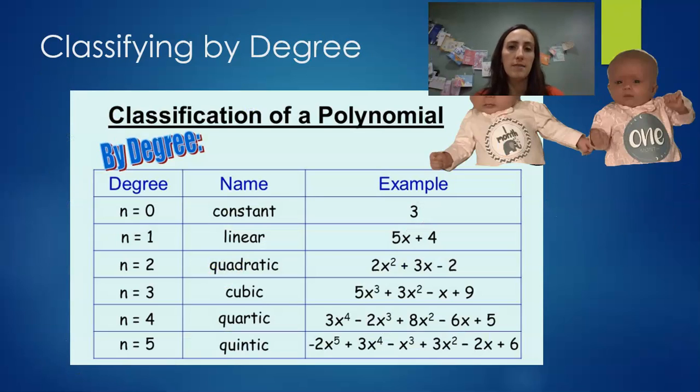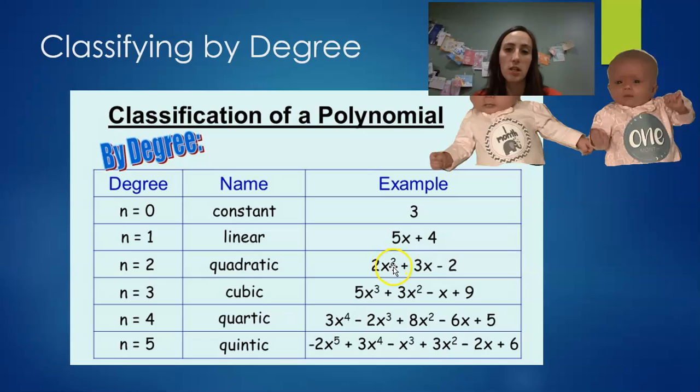If we were to classify by degree, we would ask ourselves, what is the highest degree of the exponent in our polynomial? So if we just have a constant, it does not have a variable, so it has an exponent then of 0. We call that a constant. If we have something like 5x plus 4, looking at my variable, the exponent on this has a degree of 1, so if it's 1, we call that linear.